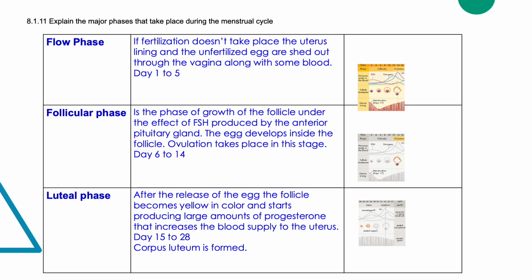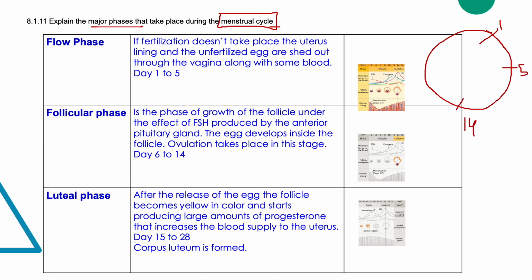Now here we will talk about the major phases that take place in the menstrual cycle in the female. The menstrual cycle is like a cycle, so it is on average 28 days. So it starts with day 1 till day 5. That's the first phase, then from 5 to 14 it's the second phase, and then 14 to 28, this is called the third phase. Let's have a look in detail.